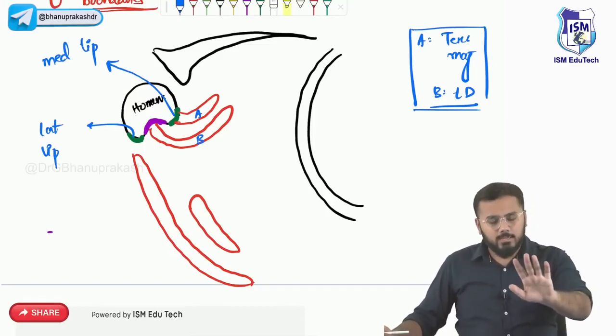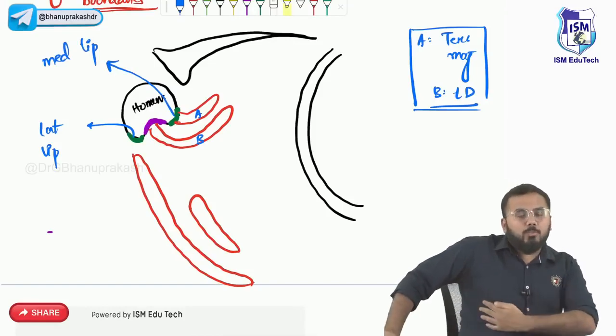Now, let us look at one more important thing. One last important thing, guys, that is attached to my ribs. What is the muscle I have attached to my ribs? I told you yesterday that muscle is called a powerful protractor muscle. You remember that? Attached to my ribs here. What is that muscle?